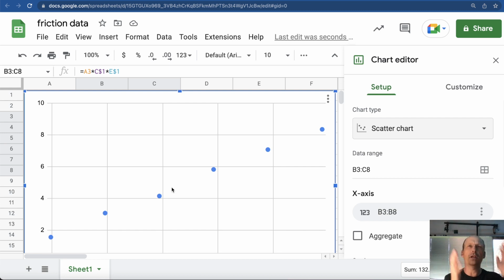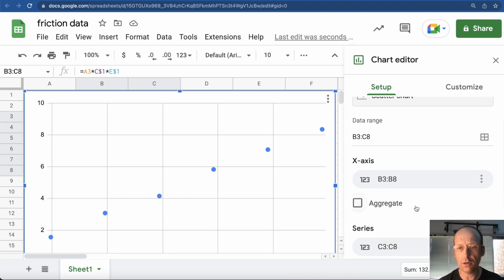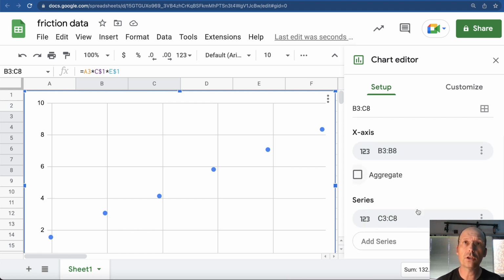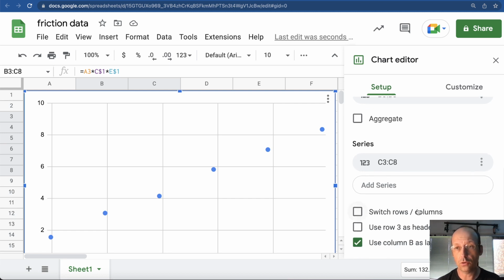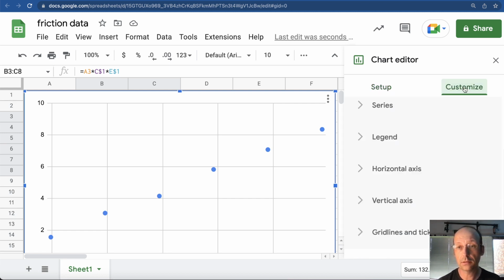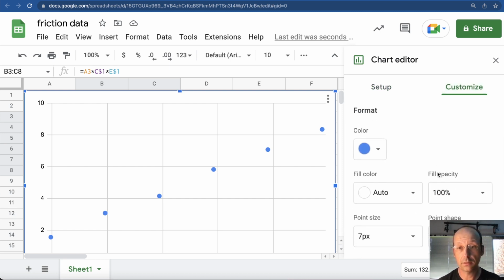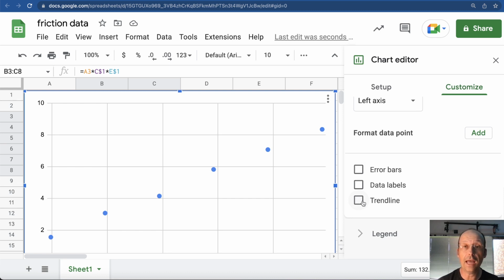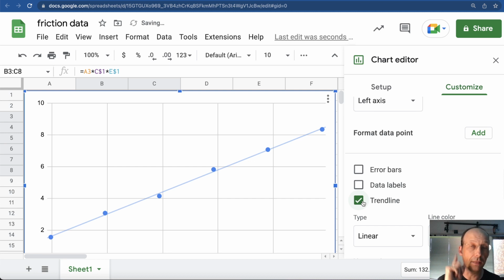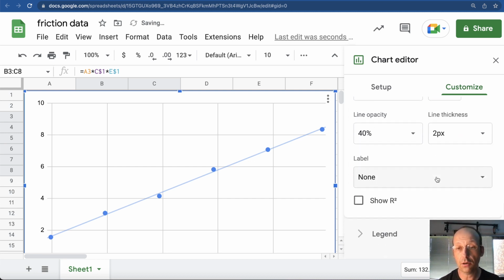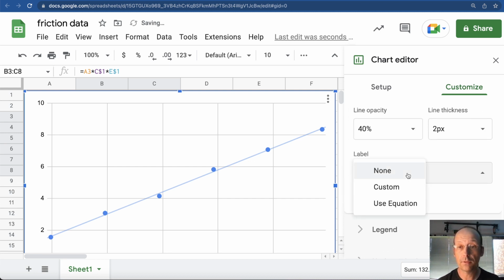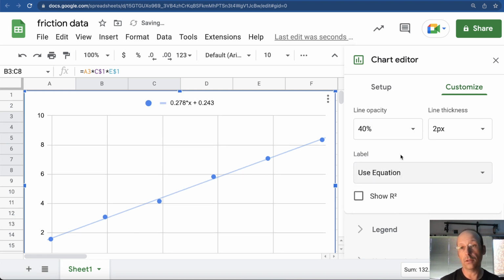I always get that confused too, and I get confused about which way it plots, but you can change that right here. What I want to do is go to Customize, Series, and I want to add this trend line, which is a best fit line. And so there is the best fit line. And the slope of that line I can get to if I go down here to Label, Use Equation. So there you go. And there I am done.